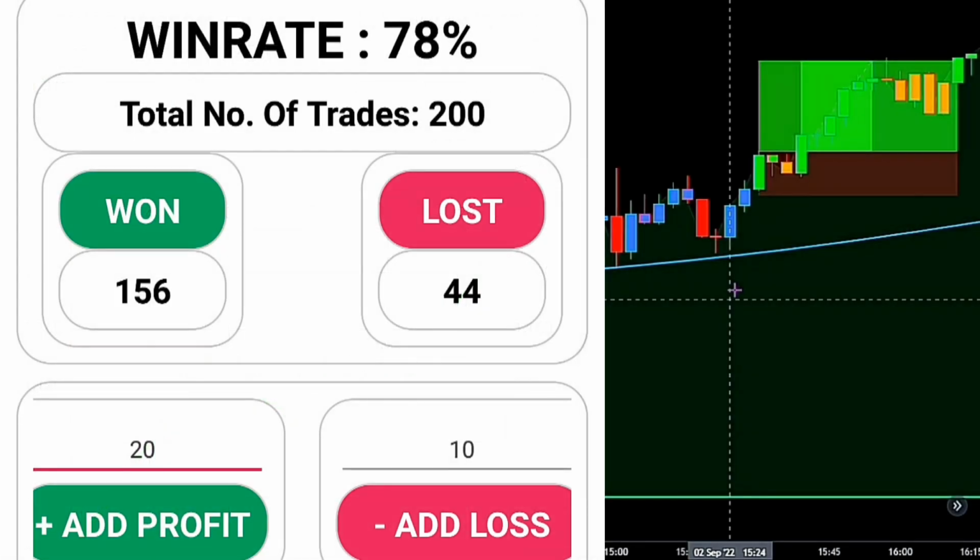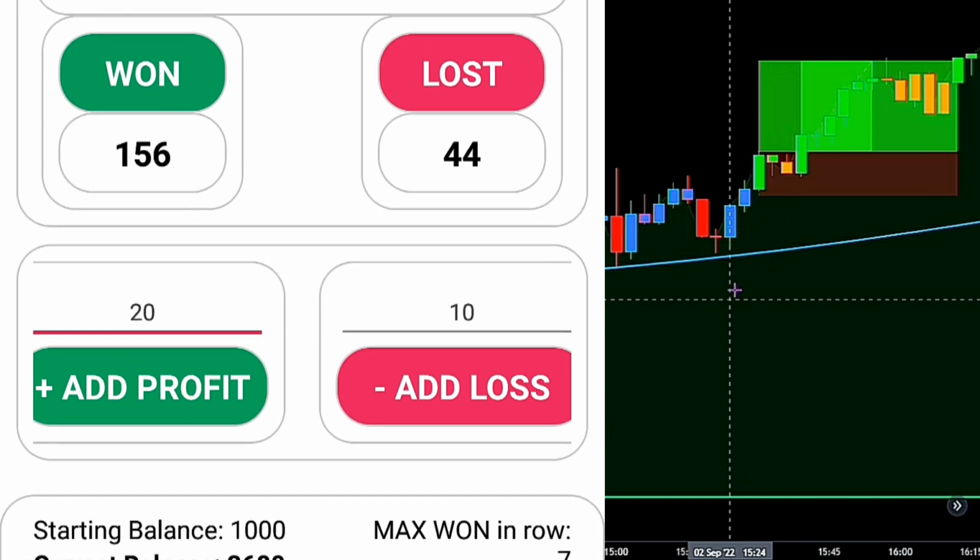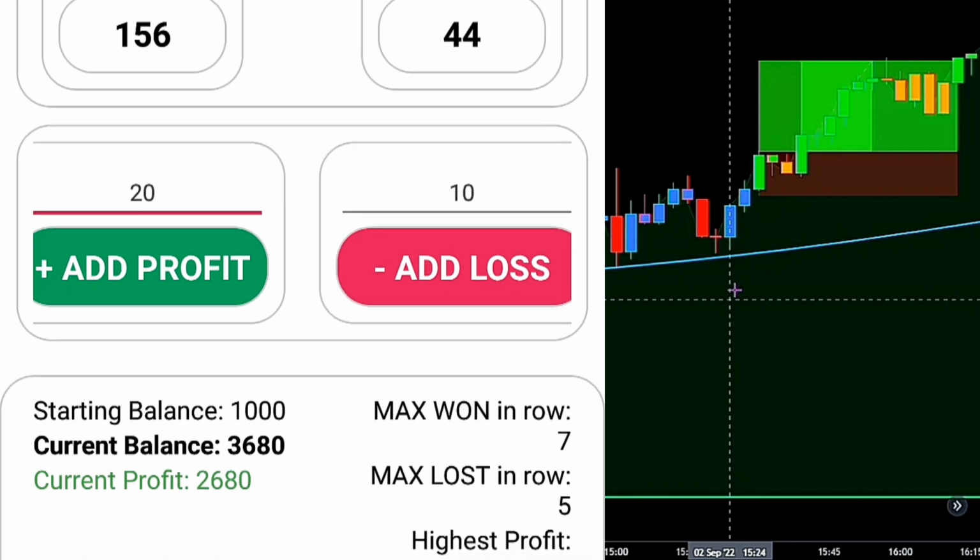So we just finished the backtesting for this strategy, and we can see that the results are amazing. We had a win rate of 78% in 200 backtested trades, having won 156 trades and lost 44, which made us 268% return on investment.